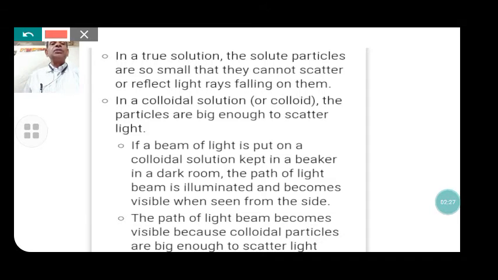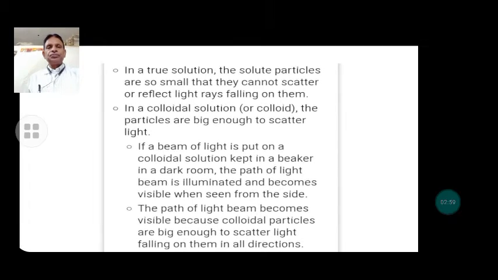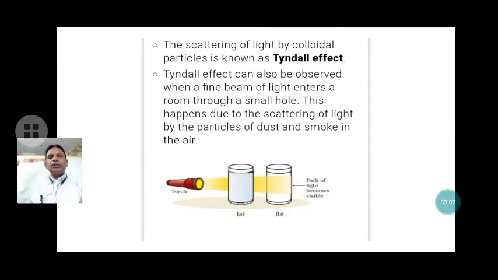In a colloidal solution, the particles are big enough to scatter the light. If a beam of light is passed through a colloidal solution kept in a beaker in a dark room, the path of light becomes visible, and we can see the path of light from the other side. The path of light becomes visible because the colloidal particles are big enough to scatter the light. That is known as the Tyndall effect. Here is given a Tyndall effect.